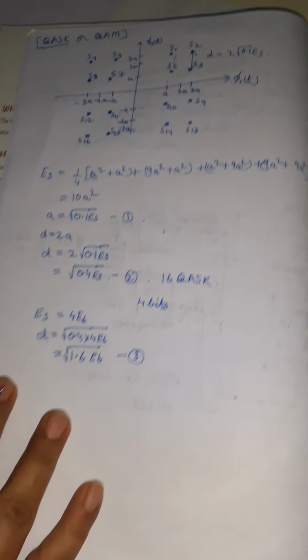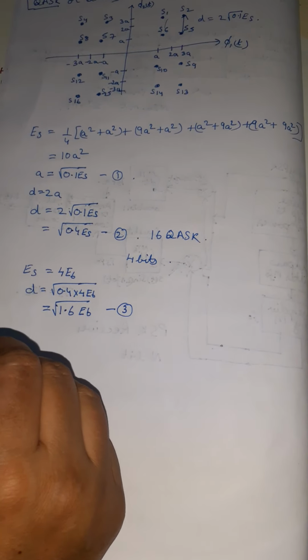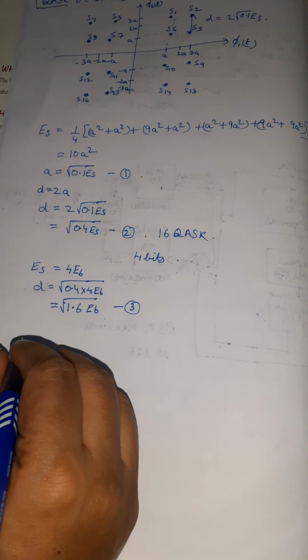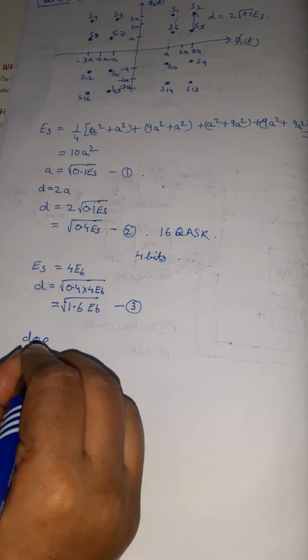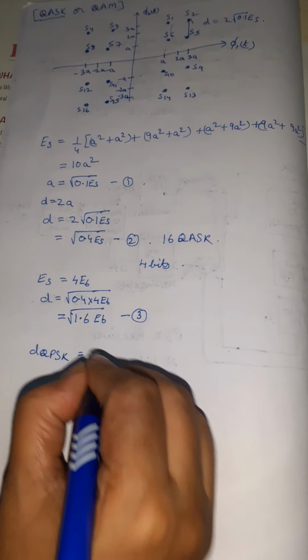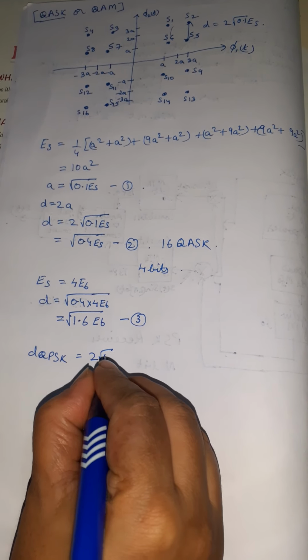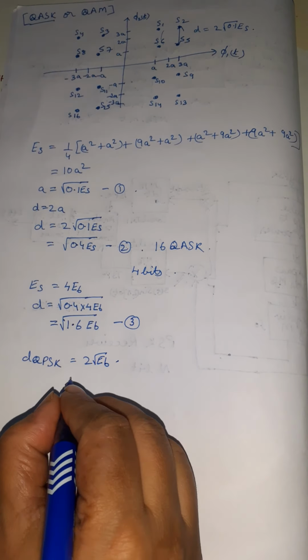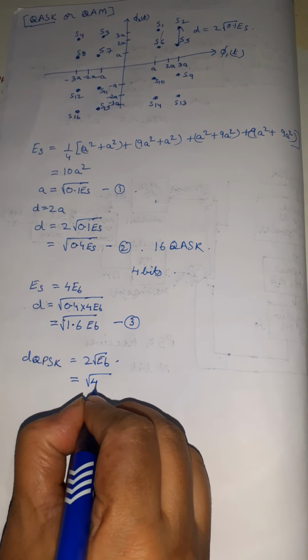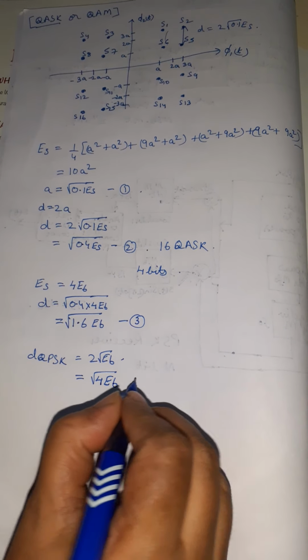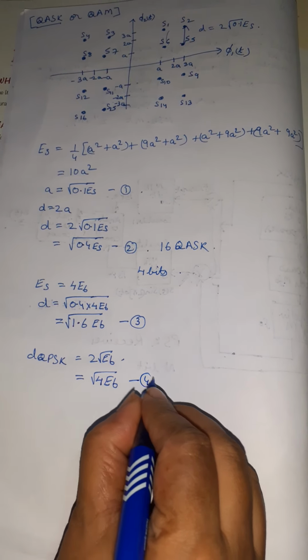Third equation. Now the distance of QPSK we have calculated previously is equal to 2 root EB. So this will be root 4 EB. Let this be fourth equation.